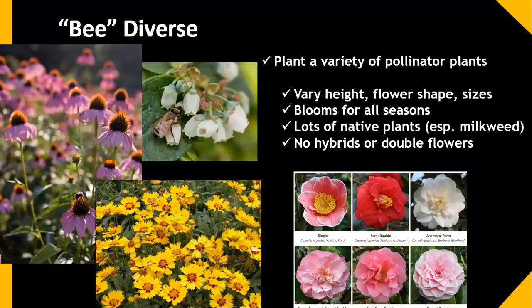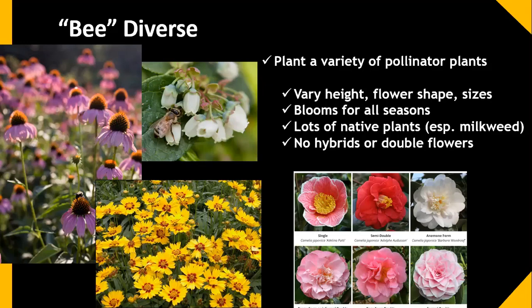That leads us to the next one, be diverse. So here's where it's important to plant a variety of plants, not just one, not just two, but as many as you have space for, in all different heights and flower shapes and sizes, because each of these insects is shaped differently and can reach different flower parts. Some of them need really teeny tiny flowers to be able to reach because they're teeny tiny, and others can get inside of big flowers.